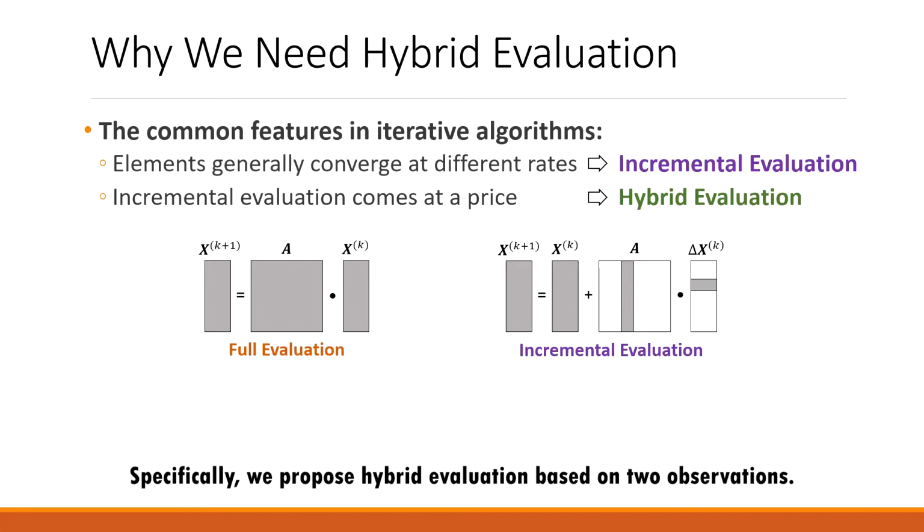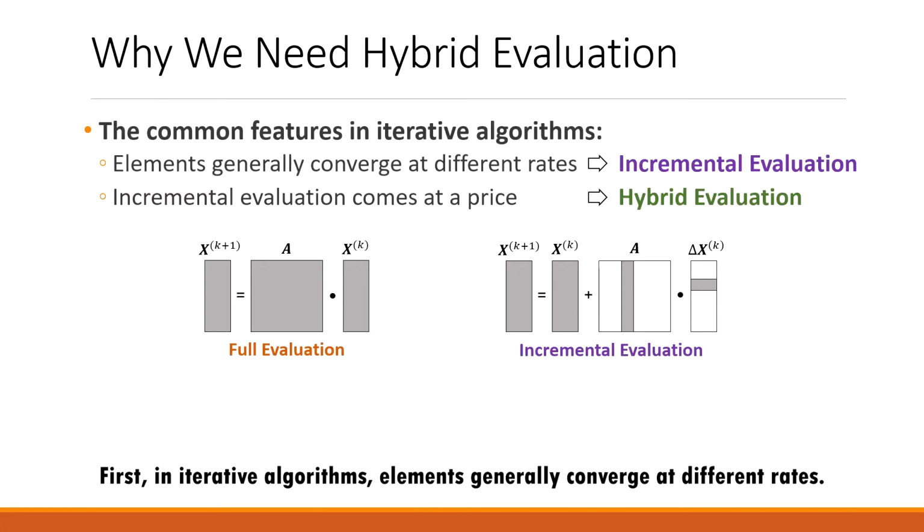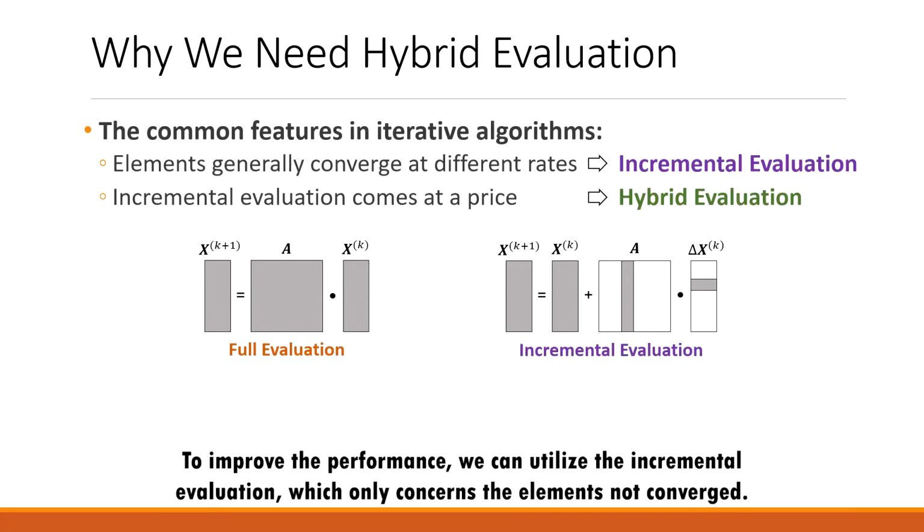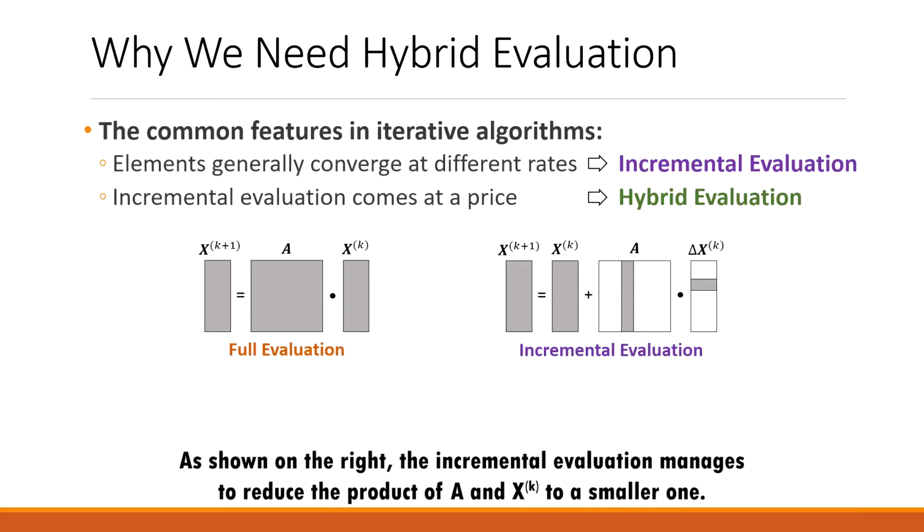Specifically, we propose hybrid evaluation based on two observations. First, in iterative algorithms, elements generally converge at different rates. However, the original full evaluation will compute the converged elements during the iterative process, as shown on the left. To improve the performance, we can utilize the incremental evaluation, which only concerns the elements not converged. As shown on the right, the incremental evaluation manages to reduce the product of A and xk to a smaller one.